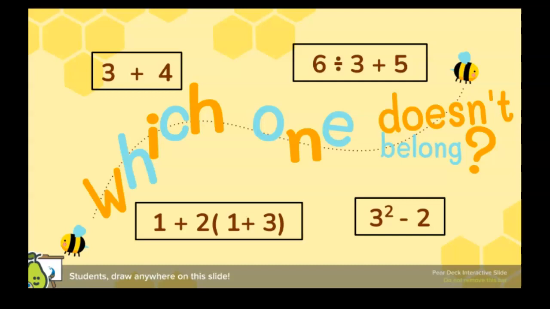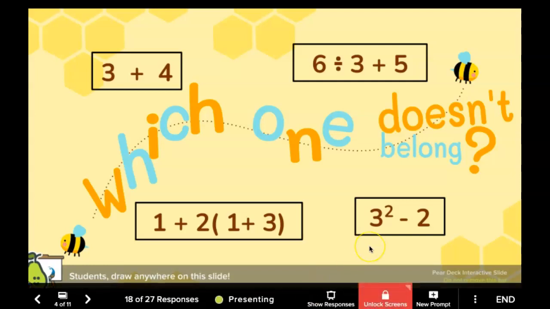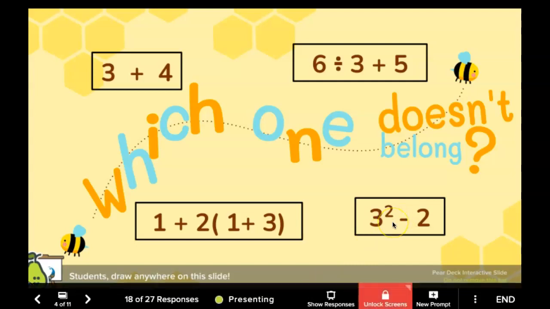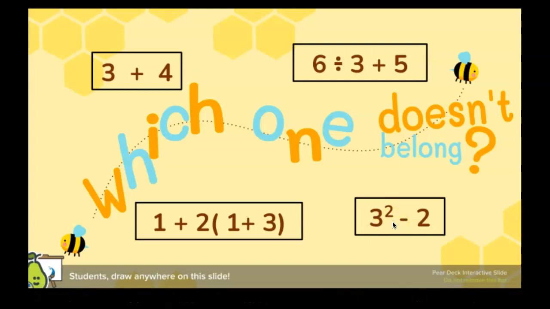3 square unit minus 2. Why do you think it is? Because it has a square unit next to a number. What is the term we use for that? The power of 2, 3 to the power of 2. Oh, a power. We call it power. Alana, which one doesn't belong? I think 3 plus 4 doesn't belong because if we had an equation to solve, you need to use order of operations. But for 3 plus 4, you don't. So it's just one step.